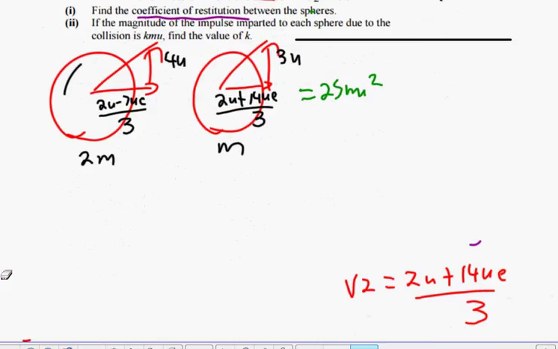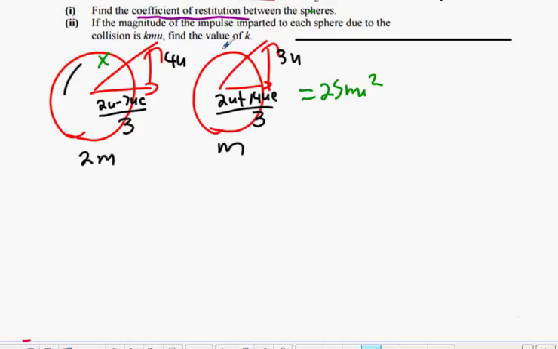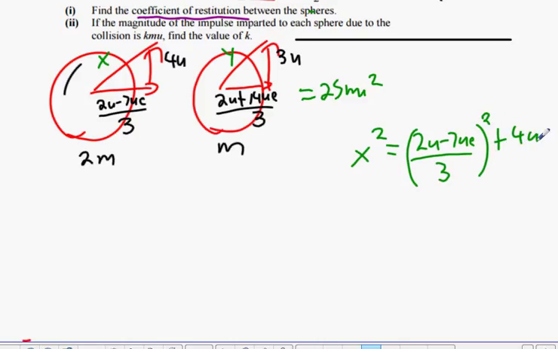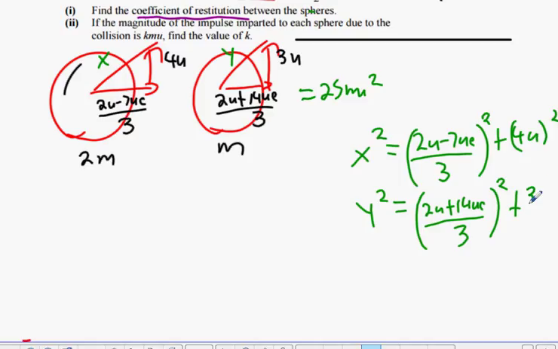Now here comes the fun part. Pythagoras' theorem, yeah? If I call that x and I call that y, would everybody agree that your x squared value is that one squared? And yes, this is every bit as fun as it looks. And our y squared is what, guys? 2u plus 4ue, 14u. Yeah. And 3 squared. We good with that?